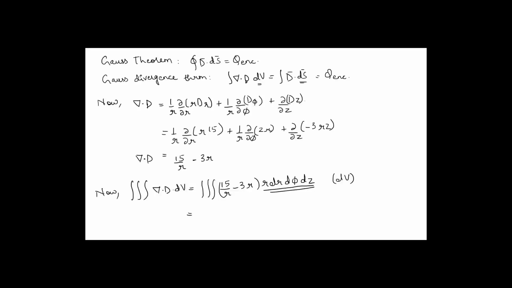Let's separate these into two parts. The first one will be the integration of 15 by r into r dr d phi dz, minus the integration of 3r into r dr d phi dz. So the charge enclosed is equal to the integration of 15 dr d phi dz, minus 3r square dr d phi dz.